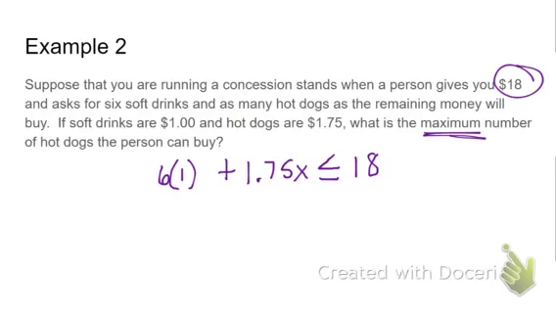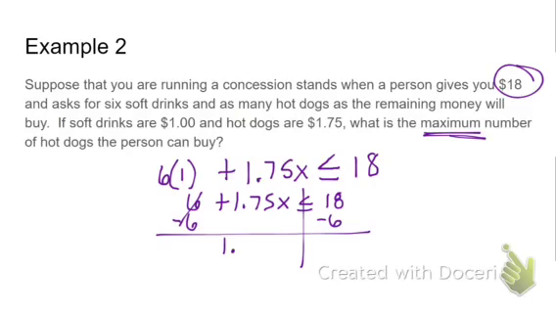So again, that's how we set that up. 6 times 1 is just 6, so we have 6 plus $1.75x is less than or equal to 18. We're going to subtract 6 on both sides, and we're left with $1.75x has to be less than or equal to $12. Divide both sides by $1.75, and we get that x has to be less than or equal to 6.9.